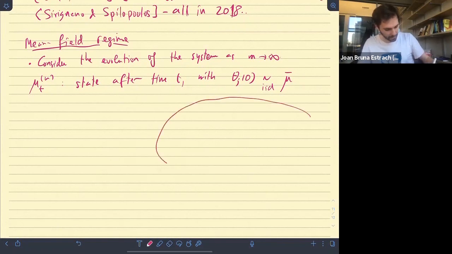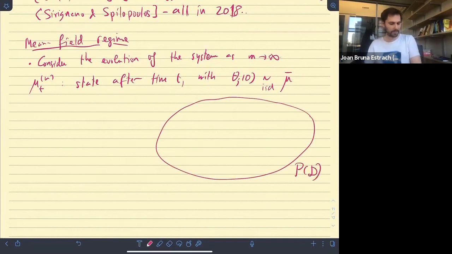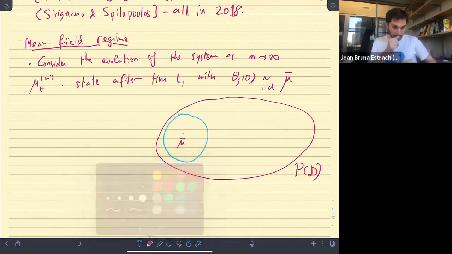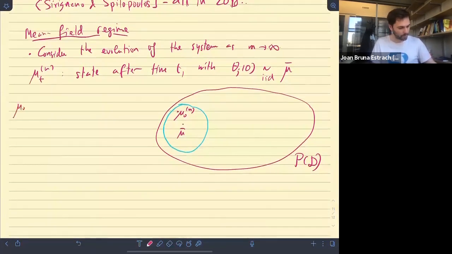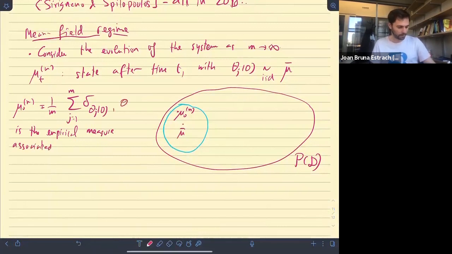Just again, maybe drawing a picture. Here now we have the space of measures. We have some object here that is a mu bar. And then I'm going to draw some neighborhoods that contain the measure at time zero, where I've drawn m particles. So this is the empirical measure, right? Mu zero m, that is 1 over m, sum over j equals 1 to m of the Dirac of the initial state of the system. So this is the empirical measure associated with mu bar.